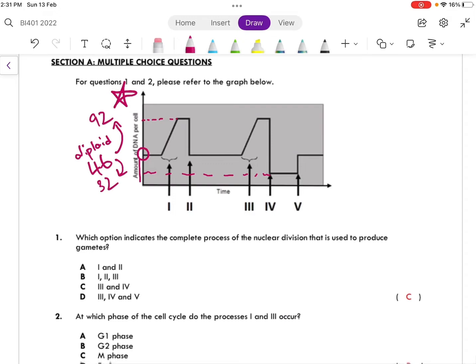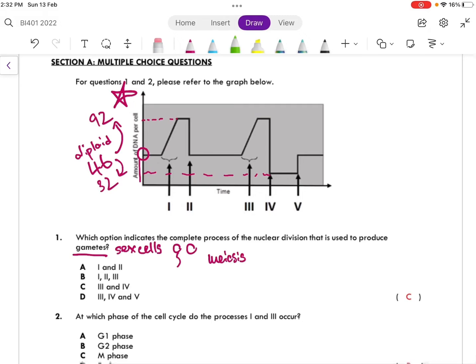Which option indicates the complete process of nuclear division that is used to produce gametes? What are gametes? Gametes are sex cells, which in other words refer to the sperm or the egg. And the process that results in sex cells is meiosis. That means we have to find a part of the graph that represents meiosis. Now, how do I tell?